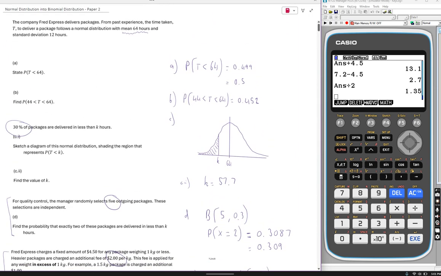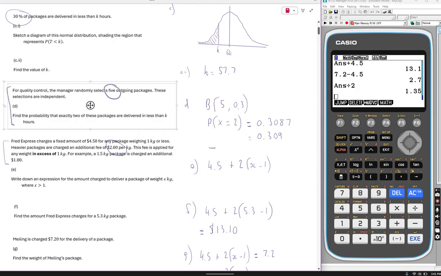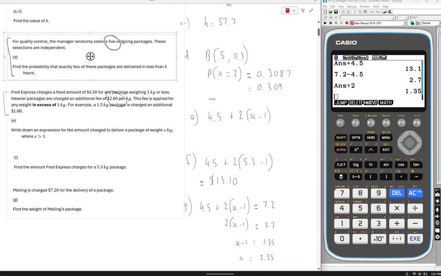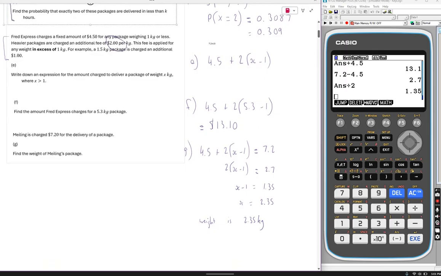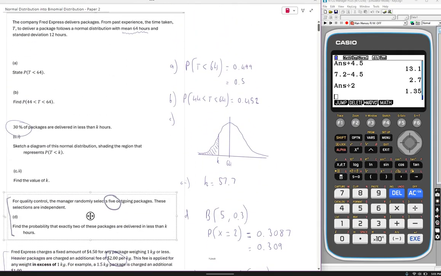Okay, bit of a doozy of a question. We've got a normal distribution for the first few, and then it turns into a binomial distribution. You need to become familiar with part D, because that is the hardest part of this question. And then parts E, F, and G, really that just turns into a linear equations type of question. So lots of marks. You need to show all of your steps. You need to be nice and neat with your diagram, and you need to show the correct terminology. For example, in A, the probability that T is less than 64. Those types of things you need to show for full marks.